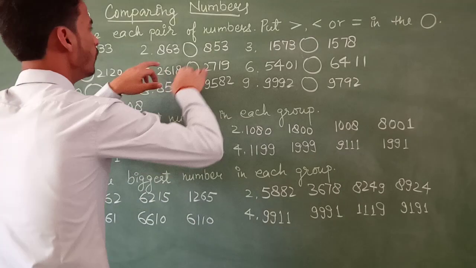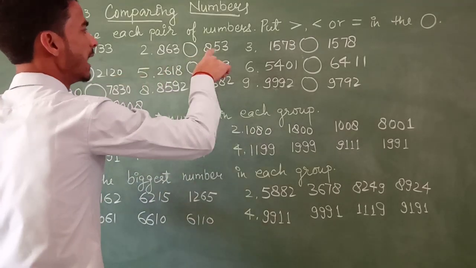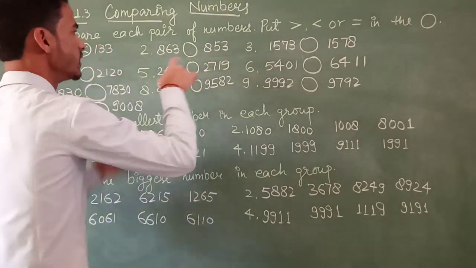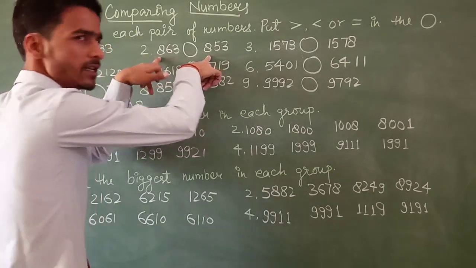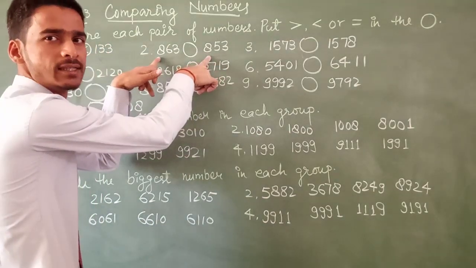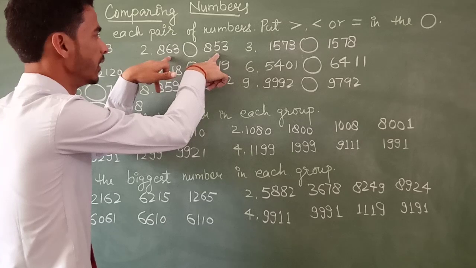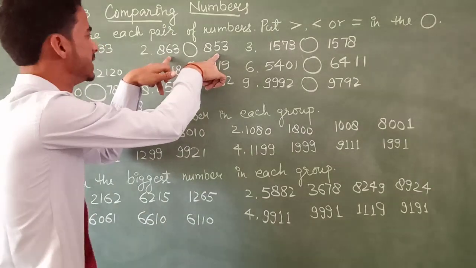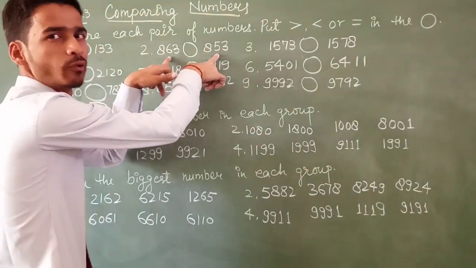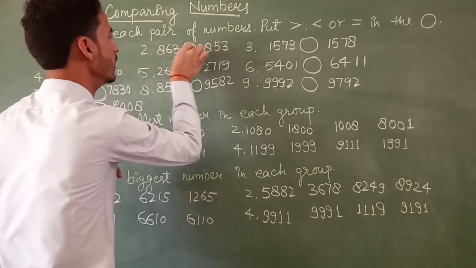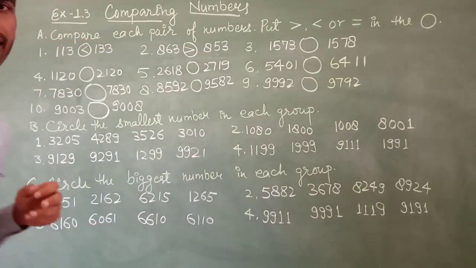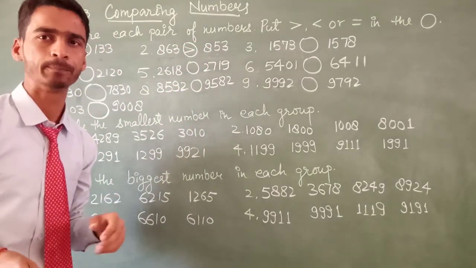Question number 2. Firstly, 863 and 853. We have to compare the 100s places. The 100s places are the same. Now we have to compare the 10s places, and 6 is greater than 5. So we can say that 863 is greater than 853.